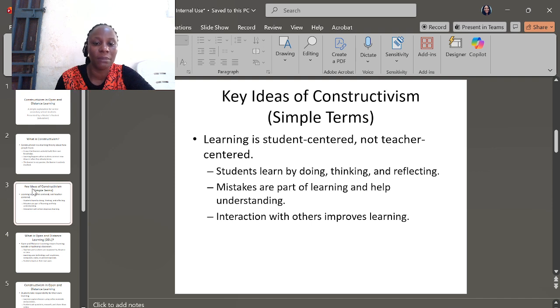And also, may I let you know that mistakes are part of this learning process in constructivism. And mistakes also help the learners in their understanding, because when they make mistakes, they tend to try again and then get better at what they do. Another key idea of constructivism is that it aids interaction with others, and then when this interaction takes place, it helps improve their learning.